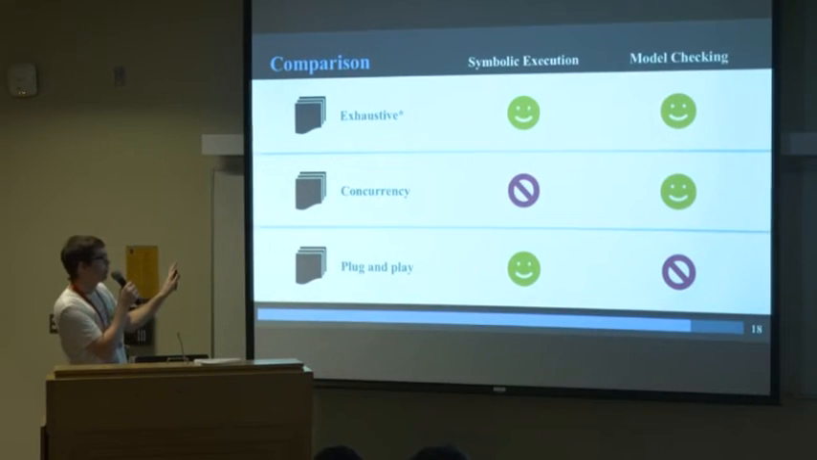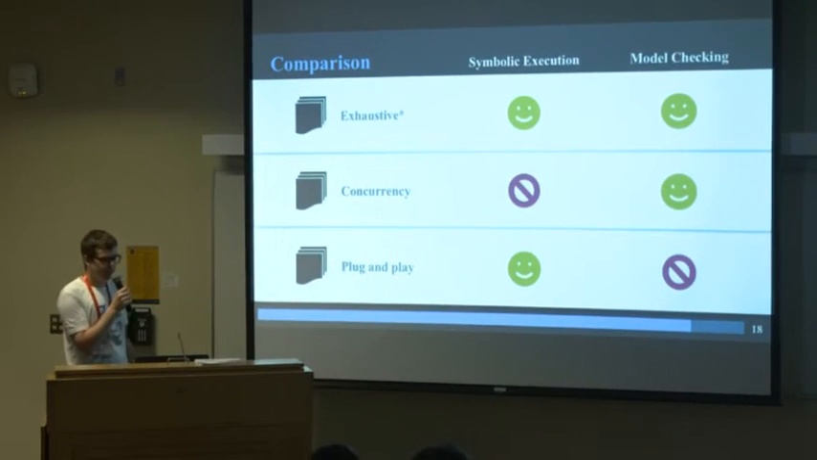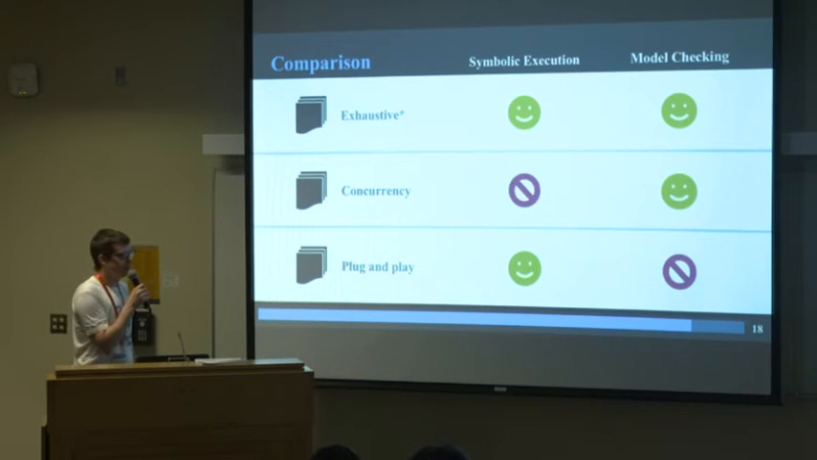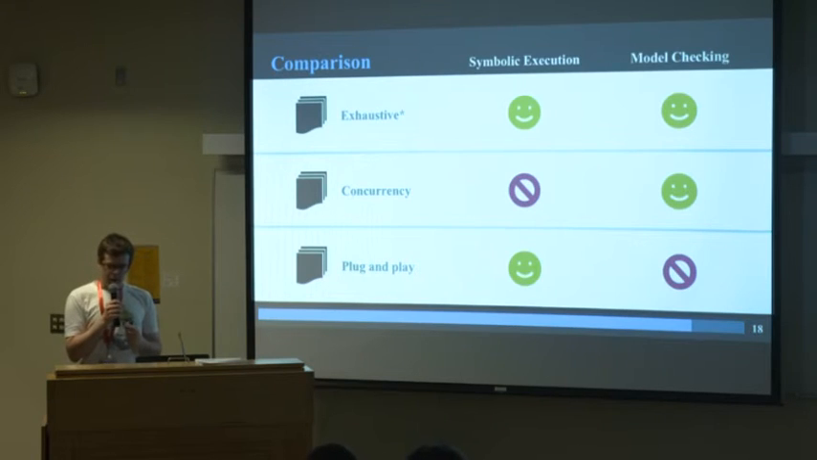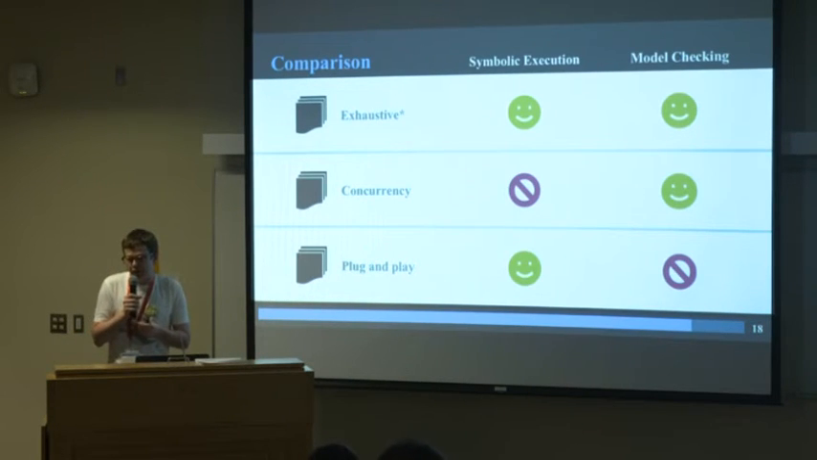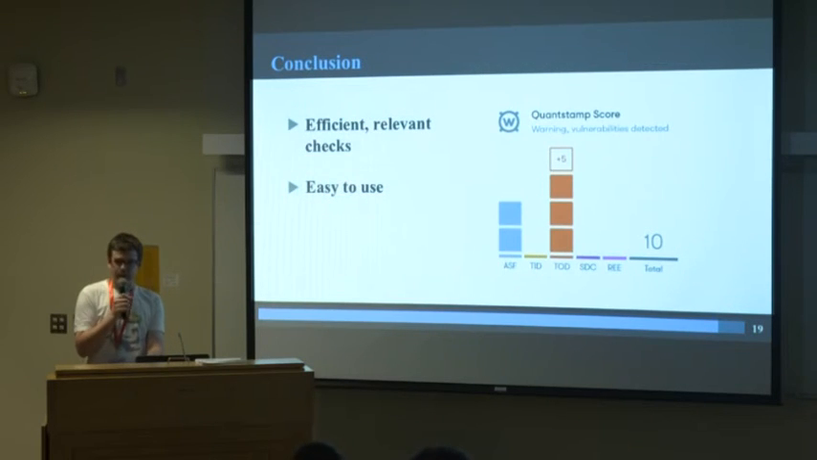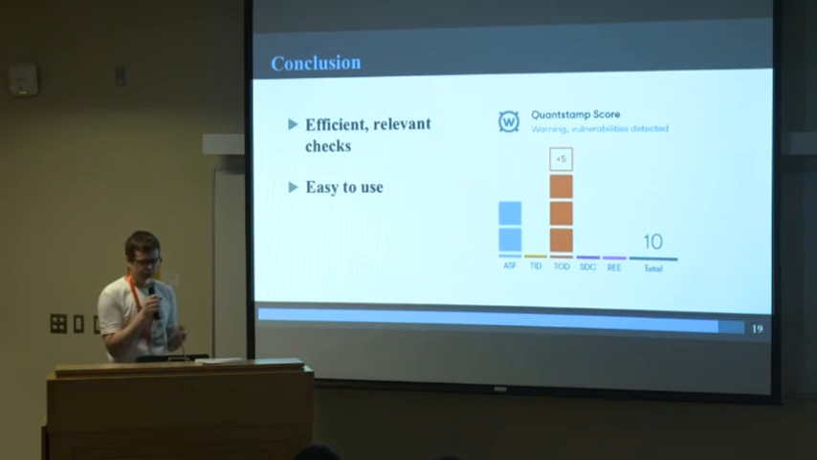Plug and play. So symbolic execution, yep. Plug your code in, see what happens. Model checking, you need a specification. And creating a specification can require significant expertise. But one thing that programmers can do is annotate their code with assertions and require statements to, in some sense, imply what your intentions are and kind of give a sense of specification.